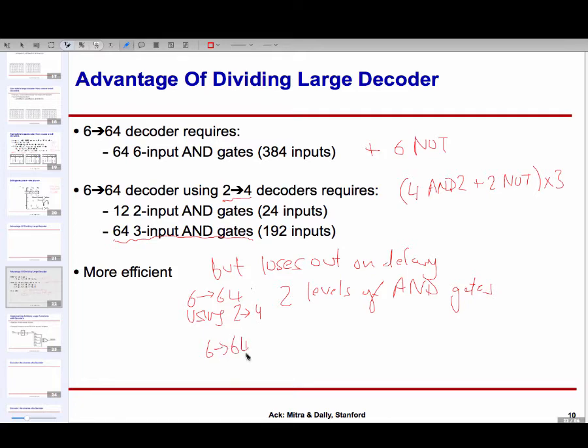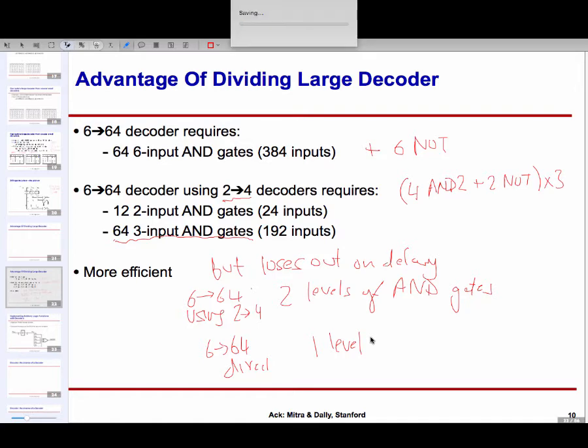Whereas the first strategy, 6 to 64 direct, is just one level. So the delay of the second strategy could be worse than the first strategy. Now, of course, I'm making an unstated assumption, that a 2-input AND gate followed by a 3-input AND gate is slower than a single 6-input AND gate. That need not be true. It's a complicated situation, generally speaking.